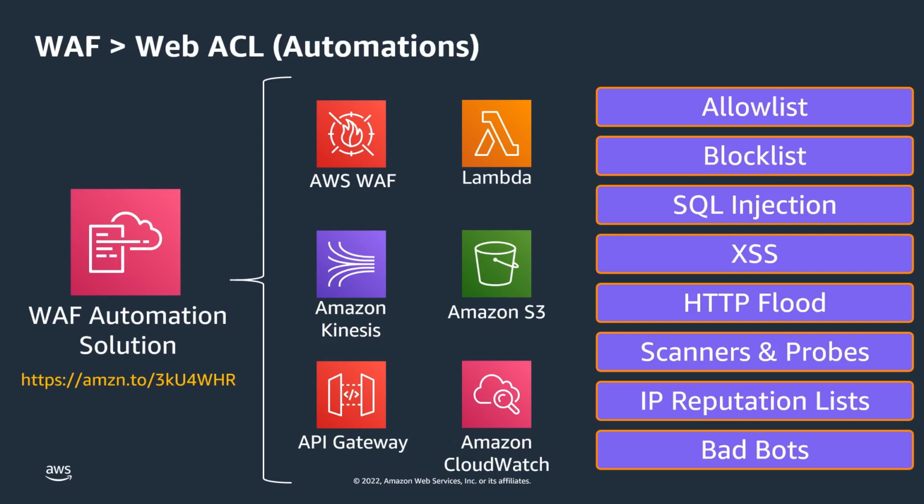AWS WAF goes beyond managed rules or custom rules that you add. AWS Security Automations template is a popular solution and a configuration used by many of our customers. It uses the wider AWS ecosystem for detections and uses AWS WAF for mitigation. This solution is to complement the existing AWS WAF rules and is not seen as a replacement.